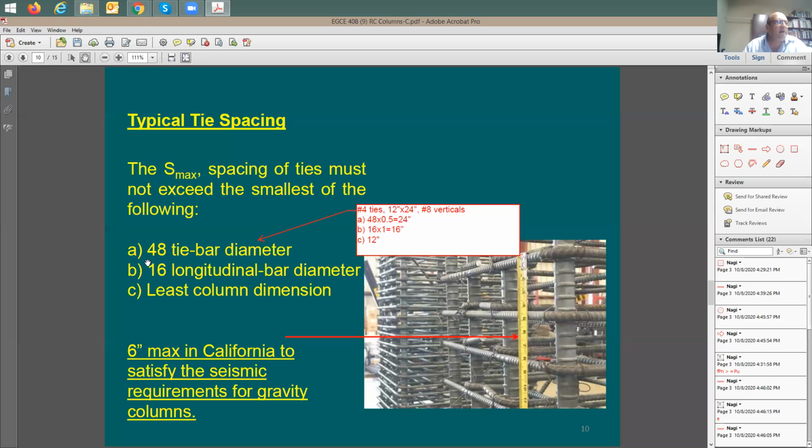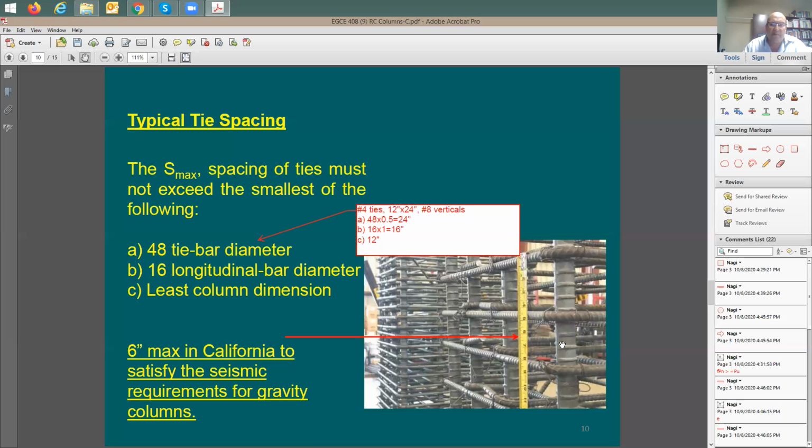Look here for the tie size. It's going to be number 4, meaning half an inch. Times 48 is going to be 24 inches. How is that? 48 times half an inch, 24 inches for the spacing between 2 ties. If you look here at the second condition, it says 16 times the number 8. Number 8 meaning 1 inch. So it's going to be 16 times 1, 16 inches. The column size is a 12 by 24 cross section, so the least column dimension is going to be 12 inches.